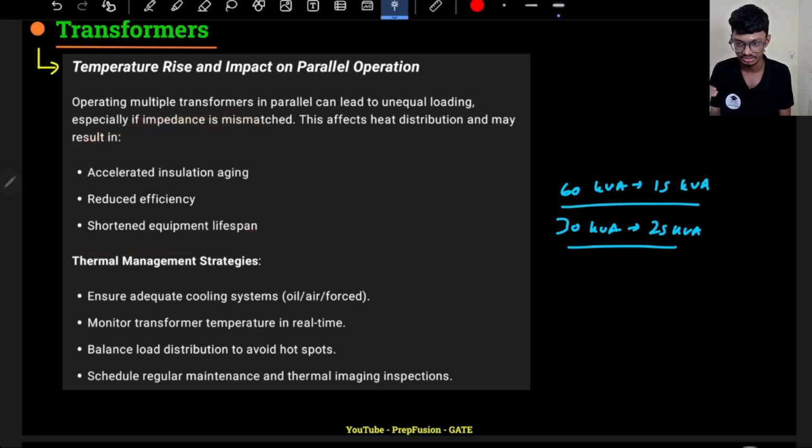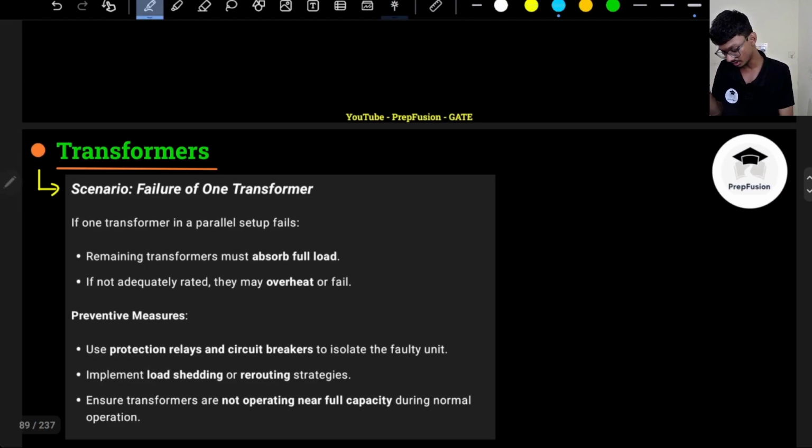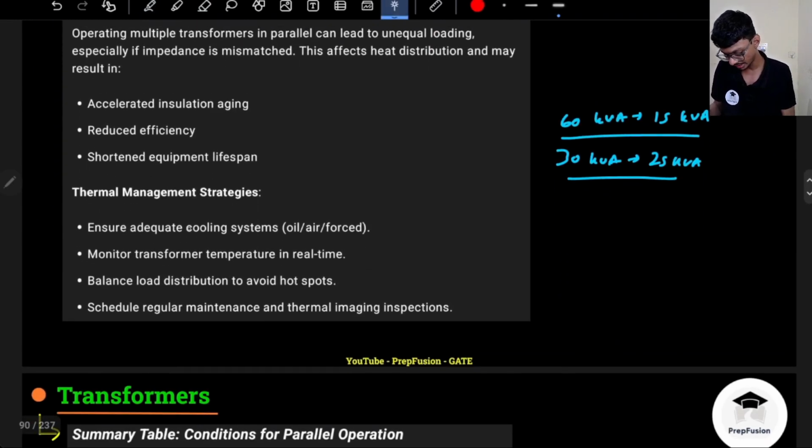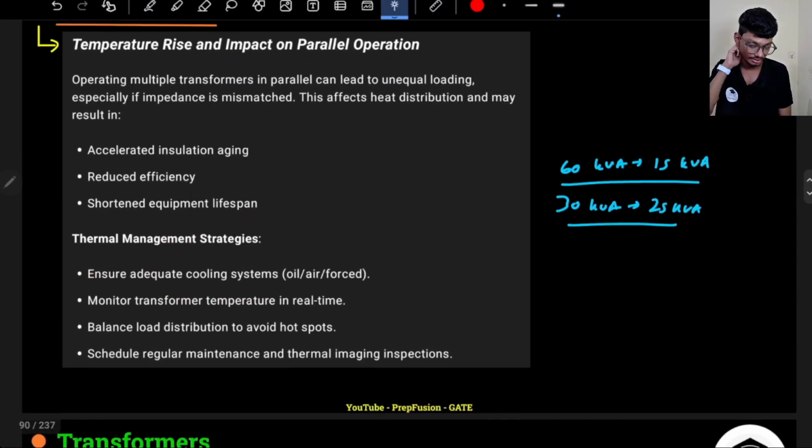There will be reduced efficiency and insulation aging. All these are interview questions, so these can be asked in interviews. We are covering everything, and that's why I am preparing you for interviews as well. These are the thermal management strategies: we have to ensure adequate cooling is there and monitor the temperature. You can read through this.